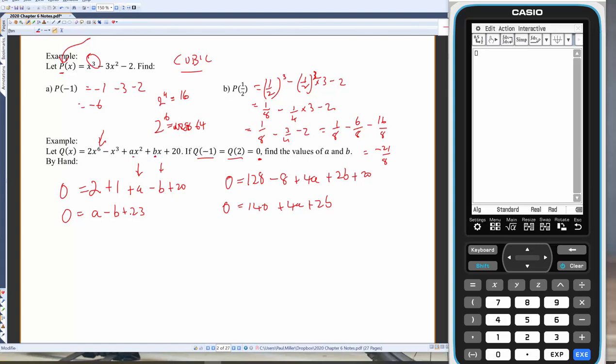Right, so what we want to do is set this up for elimination. So I'm going to multiply this one all by 2. 0 equals 2a, take 2b plus 46. And I'm going to call this 1, I'm going to call this 2, and I'm going to do 1 take away 2. Why? I don't know. I feel like it. So this is going to be 140 take away 46, which is 94. 4a take away 2a.